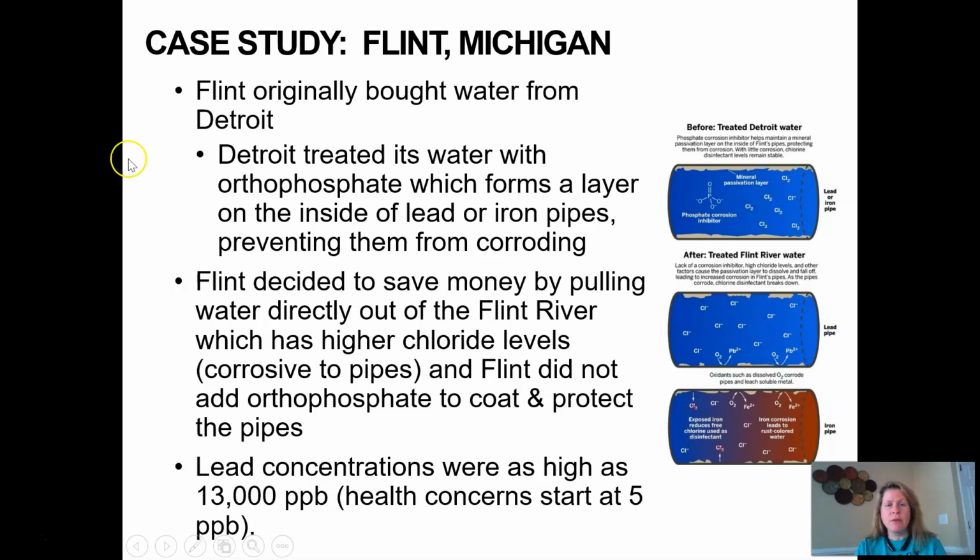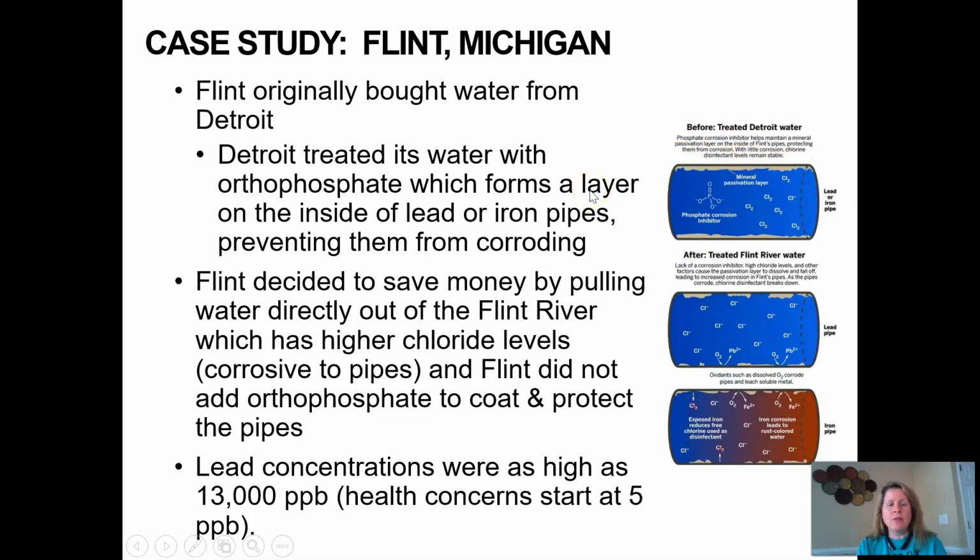So originally, Flint, Michigan bought its water from Detroit, and Detroit's water was treated with something called orthophosphate. And that particular chemical would form a protective layer on the inside of the iron pipes and the lead pipes that would protect them from corroding. This picture here, the white stuff here, is the protective layer.